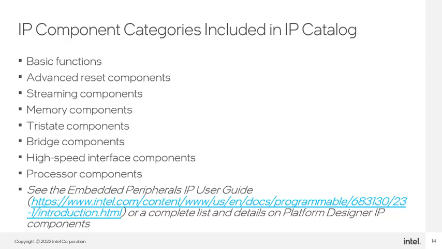Finally, the processor components category includes options for adding processors to your system, such as the Nios V soft processor and the ARM Cortex processors found in SoC devices. See the Embedded Peripherals IP User Guide, linked here, for a more complete list of available IP components and details on the implementation and use of each.